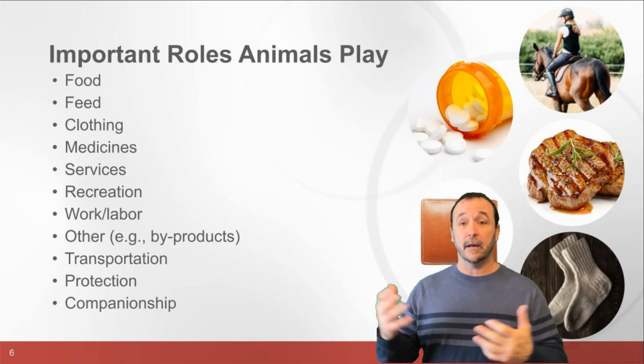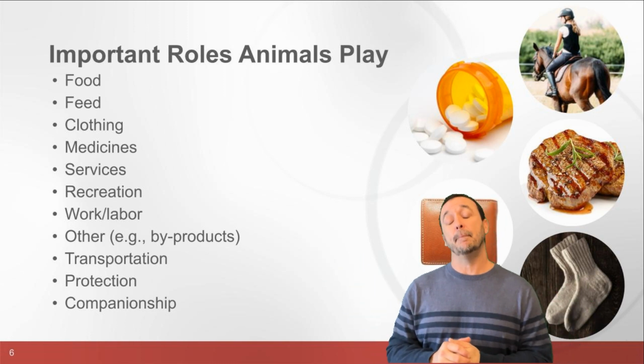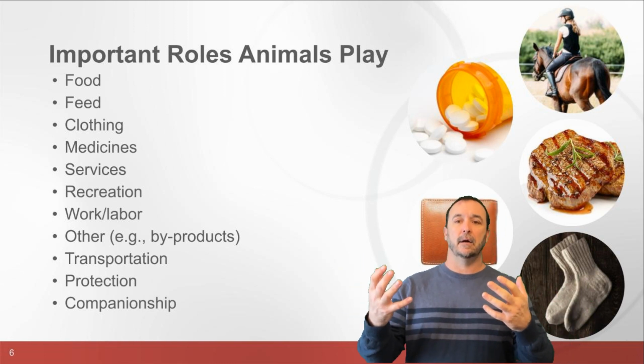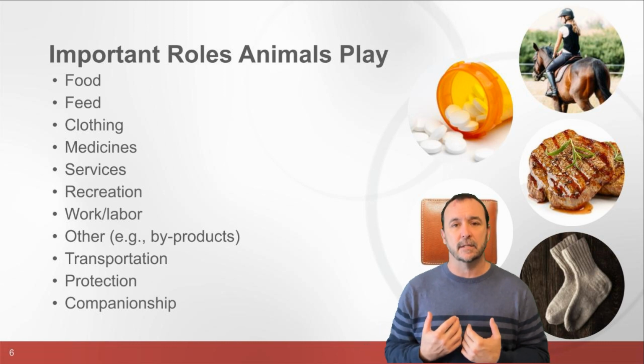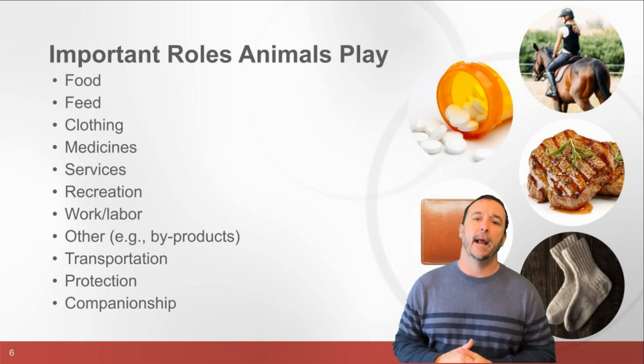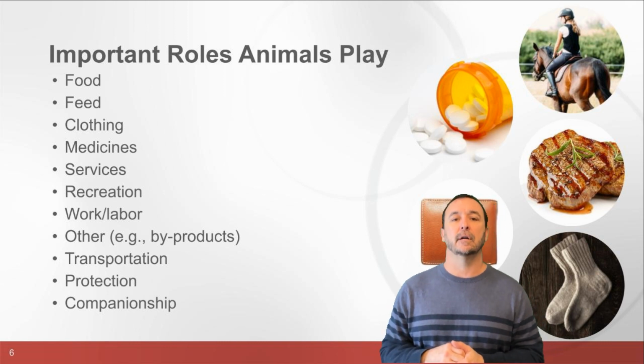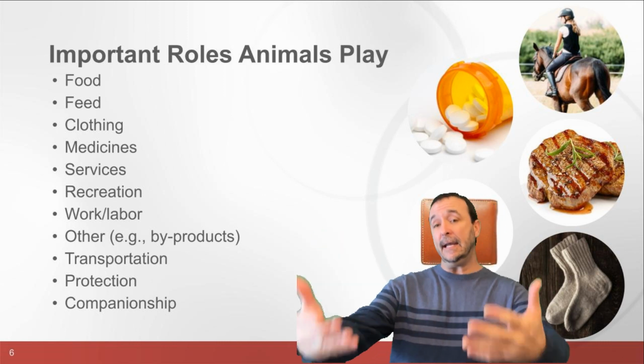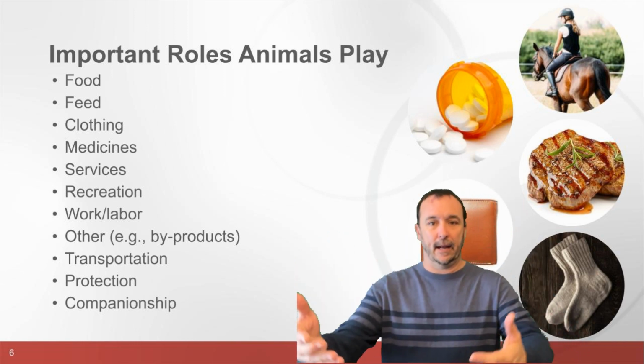Food. Many of us, maybe not everybody, but many people rely on animals for a source of sustenance, for nutrition for our bodies. They're a great source of protein and a large part of our diets. Feed. We feed animals to other animals, right?